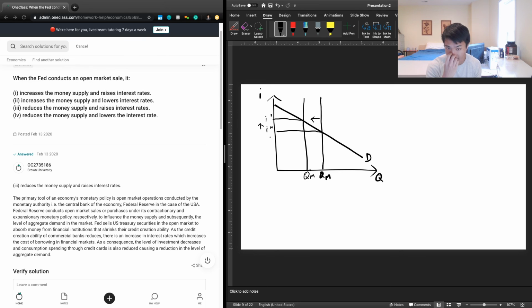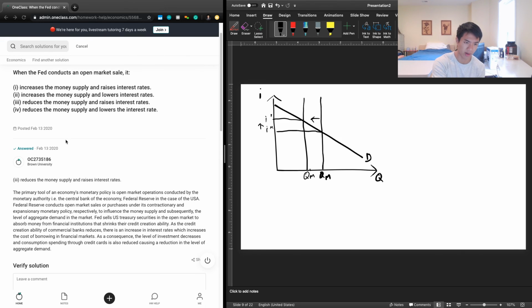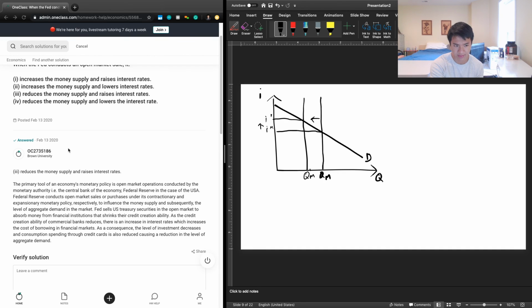And so we would find that if the Fed conducts an open market sale, the first thing that happens is a leftward shift in supply of money because the money supply is going down. And the second thing that happens is that as a result of that shift, we're going to find higher interest rates. And so 3 is going to be the best answer for the relationship we see on the money market graph. When the Fed conducts an open market sale, it reduces the money supply and raises interest rates.